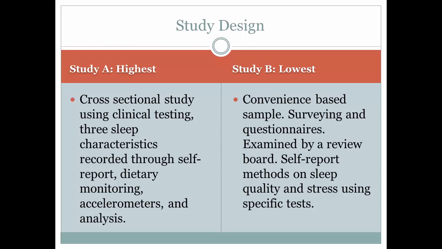Study A's design was a cross-sectional study using clinical testing, 3 sleep characteristics recorded through self-reports, dietary monitoring, accelerometers, and analysis. Study B's design was a convenience-based sample, surveying and questionnaires examined by a review board, with self-report methods on sleep quality and stress using specific tests.